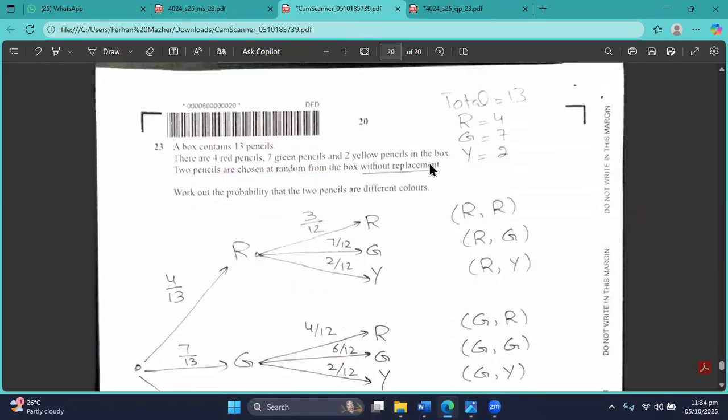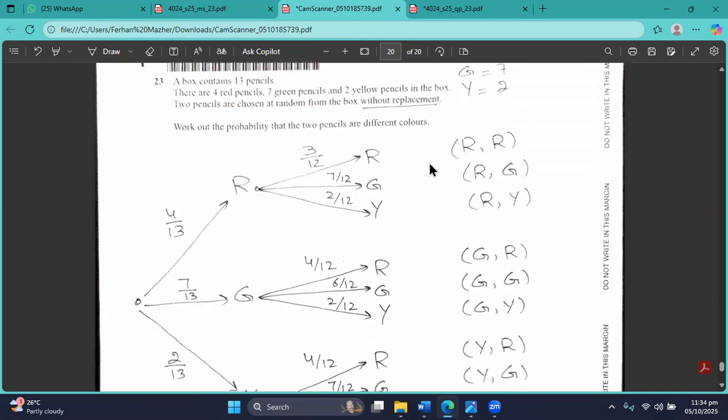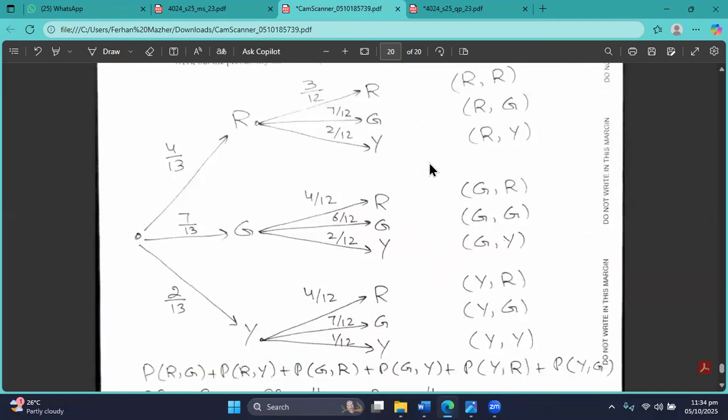Here we have a total of 13, the red are 4, green are 7, yellow are 2. So we are going to take out 2 pencils without replacement. So I made a tree diagram: red, green, yellow, then red, green, yellow for each, and that is my second pick. This is my first pick, okay?